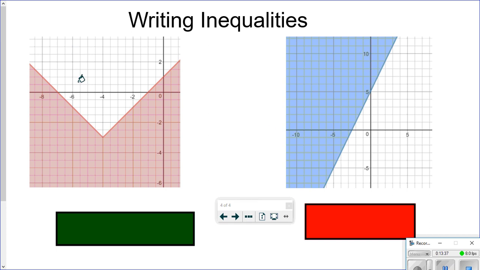All right, so with this, I looked at my absolute value graph, and I said, all right, my vertex is here at -4, -3, which means in my absolute value, that's going to be a +4 and a -3. And it's open up, so it's going to be a positive absolute value.